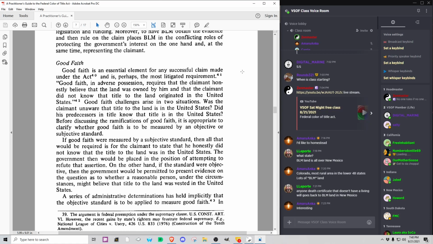The government would then be placed in the position of attempting to refute that assertion. And again, you can't. So how do you refute when somebody says I didn't know? How can you prove that they did know? You really can't. On the other hand, if the standard were objective, then the government would be permitted to present evidence on the question as to whether a reasonable person under the circumstances might believe that title to the land was vested in the United States.